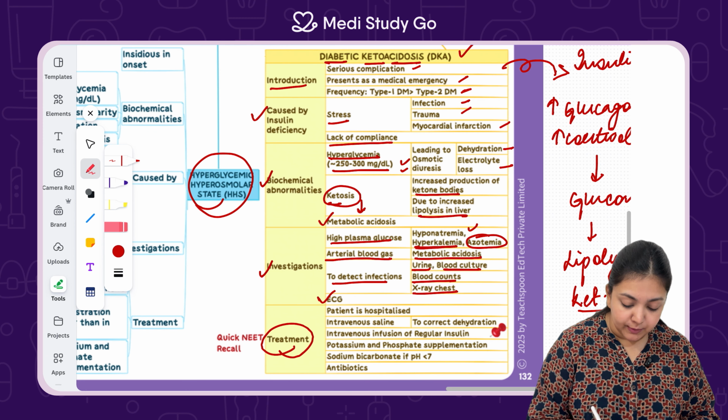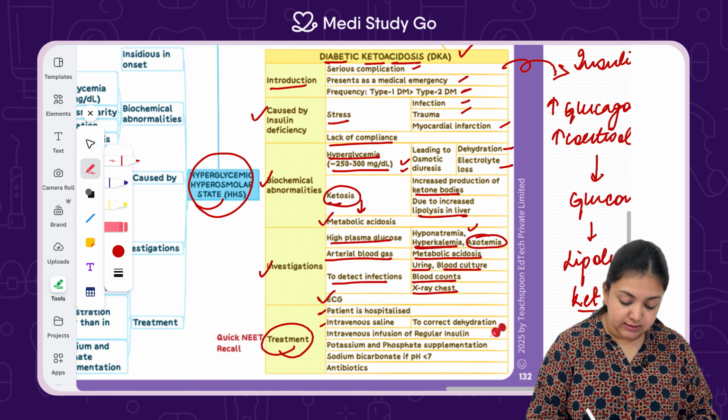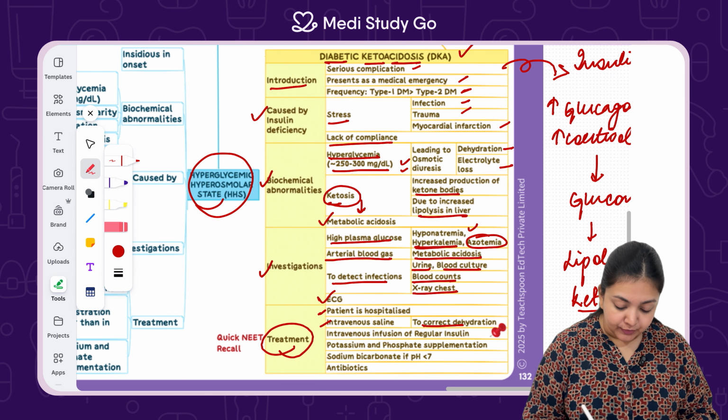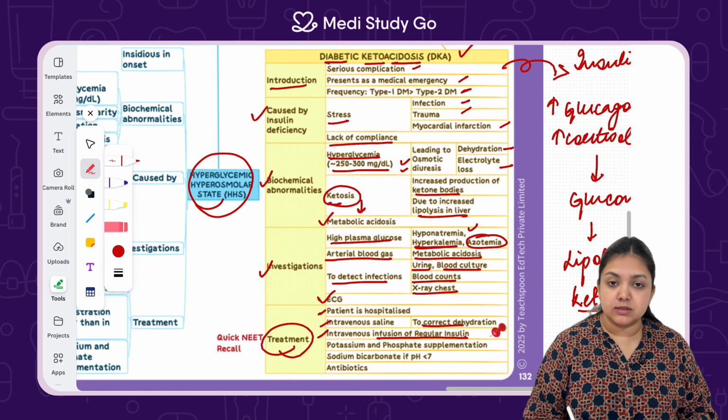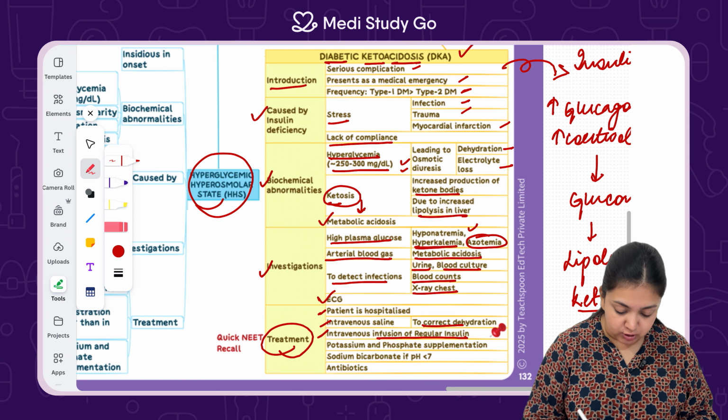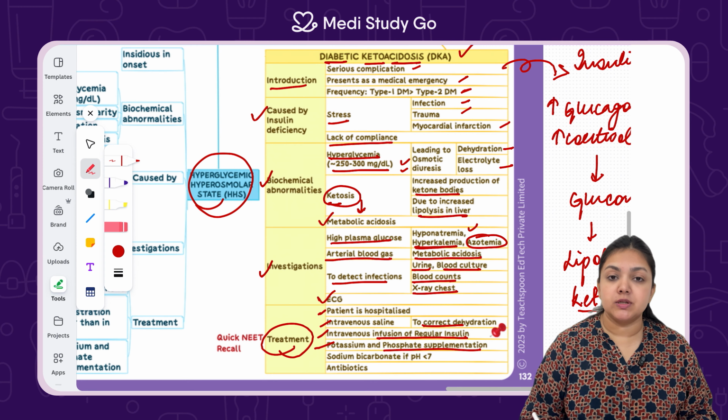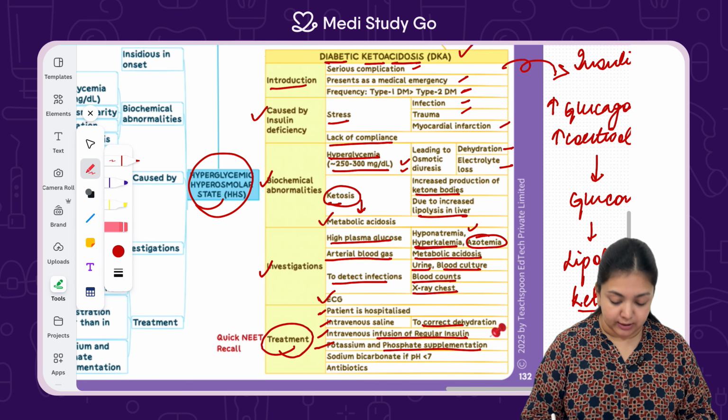What will be the treatment? The patient is going to be hospitalized. We give intravenous saline to treat the dehydration. Intravenous infusion of regular insulin is given to control the hyperglycemic situation. Potassium and phosphate supplementation is done to restore the balance of the disturbed electrolytes.